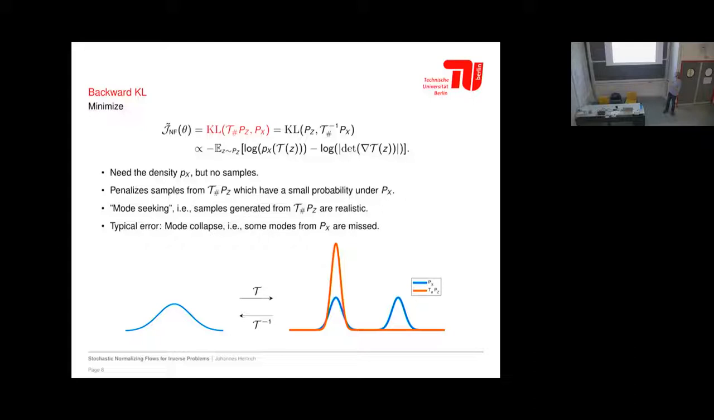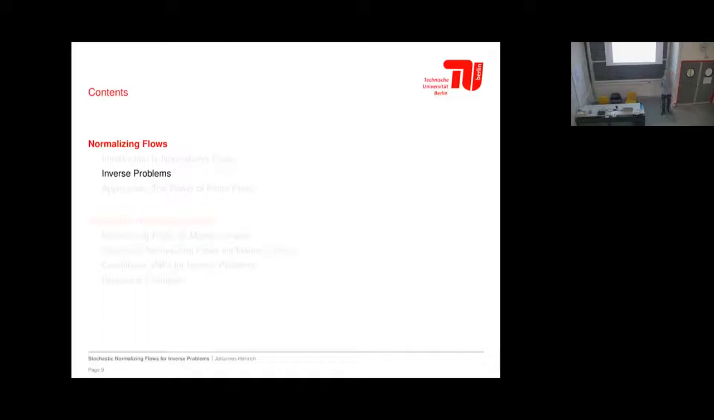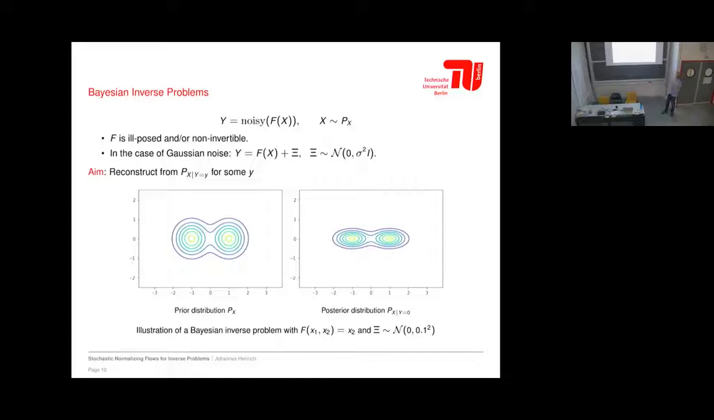Okay, now we want to see how we can use normalizing flows for inverse problems. And first of all, what is an inverse problem? A Bayesian inverse problem means that we have a random variable x, which follows some prior distribution Px, and we put it into an operator f and corrupt it by some noise. And this operator is usually not invertible or ill-posed. And our goal of using our normalizing flow now is to reconstruct the posterior distribution Px given that y is one specific observation.